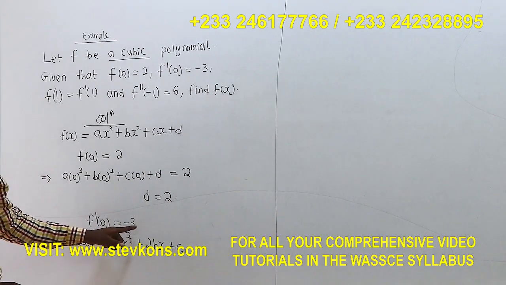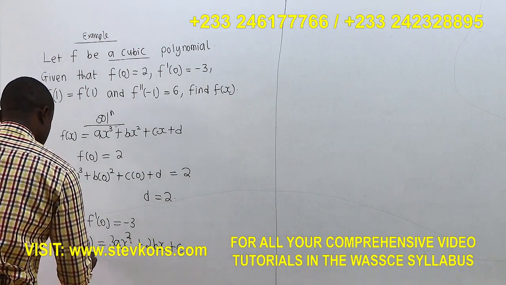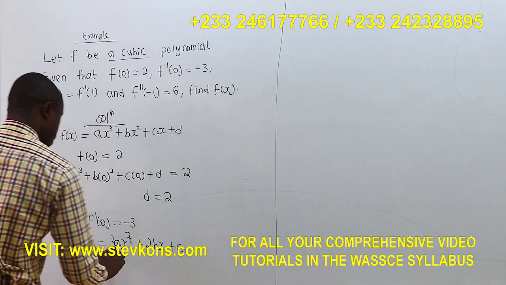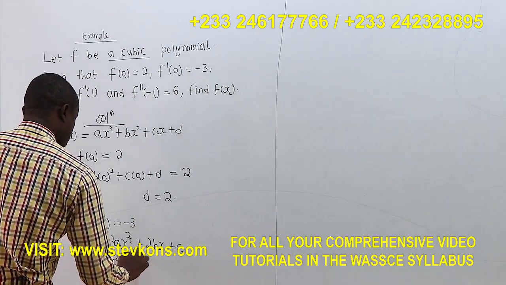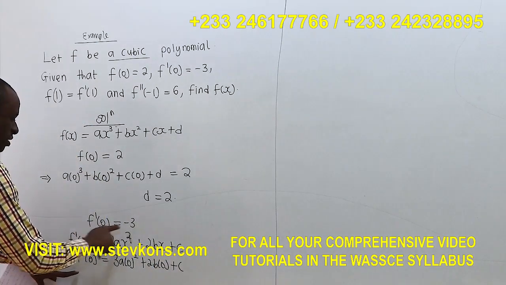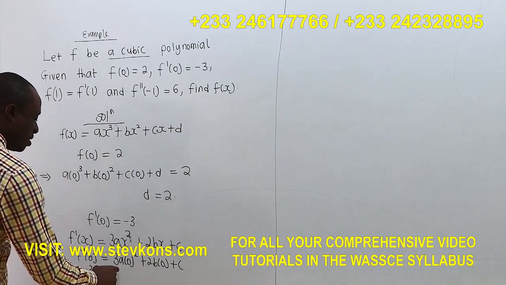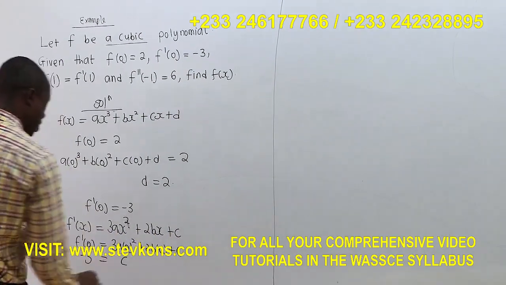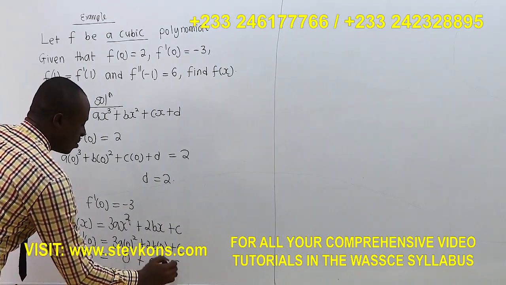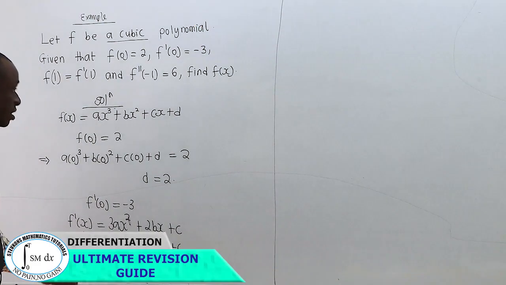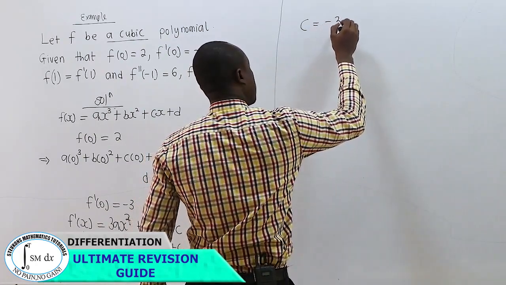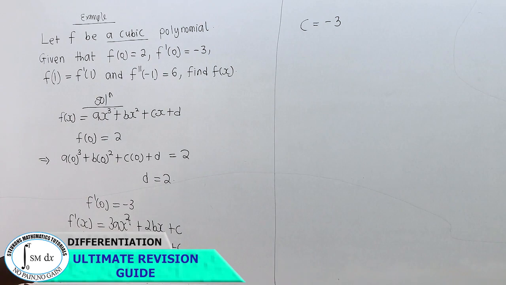Now f prime of 0 is negative 3. Let's find our f prime of 0. Wherever we see x, we put 0 there. We have 0 plus 0 plus c. But f prime of 0 is negative 3. In place here we have negative 3. But this is 0, 0. So we have our c, because this will be 0. So c is equal to negative 3.